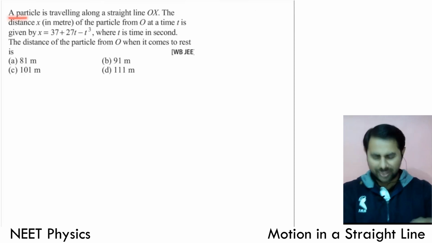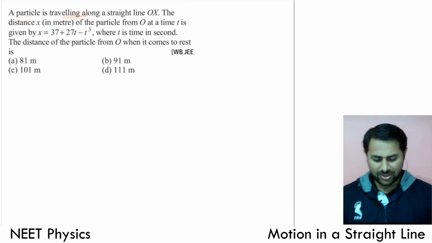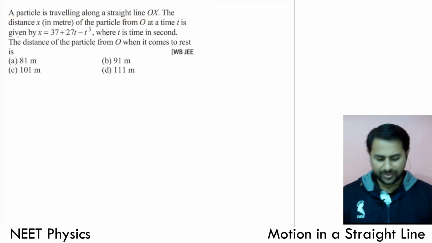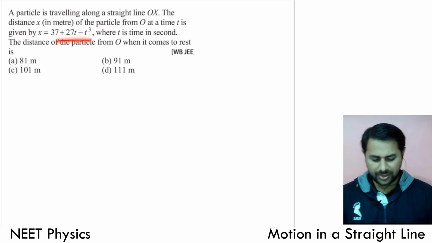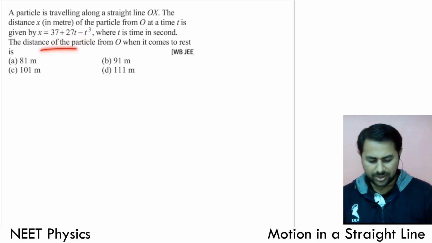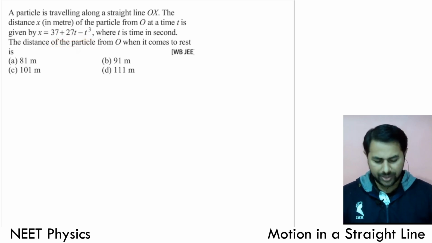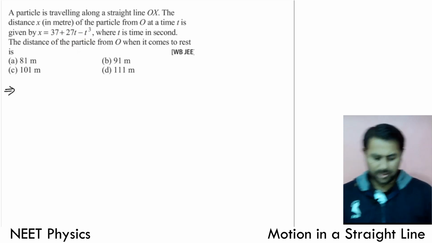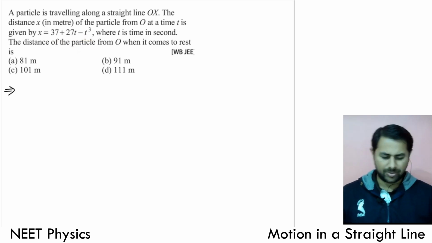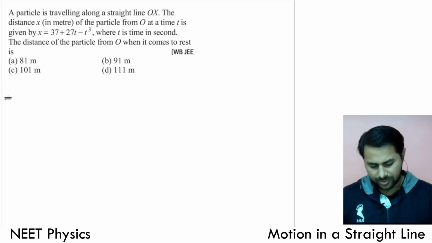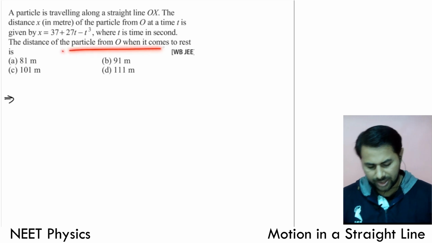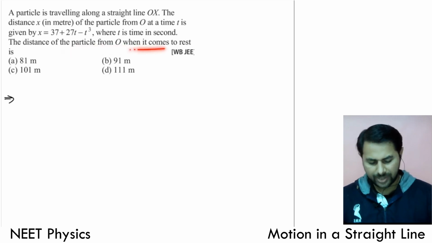Let's see the next one. A particle is traveling along a straight line OX. The distance x in meter of the particle from O at time t is given by this thing, where t is in second. The distance of the particle from O when it comes to rest is. Tell me. So these are similar kind of problems, right?